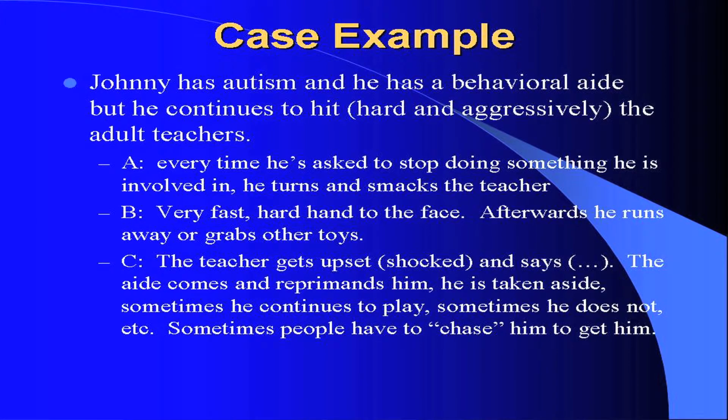So Johnny has autism and he has a behavioral aide, but he continues to hit hard and aggressively at adults and teachers. Every time he's asked to stop doing something, he turns and smacks the teacher. It's very hard, hand to the face. Afterwards, he runs away or grabs another toy. The teacher gets upset, shocked, and says, oh, shh. And the aide comes and reprimands him. He's taken aside. Sometimes he continues to play. Sometimes he does not. Sometimes people have to chase him.